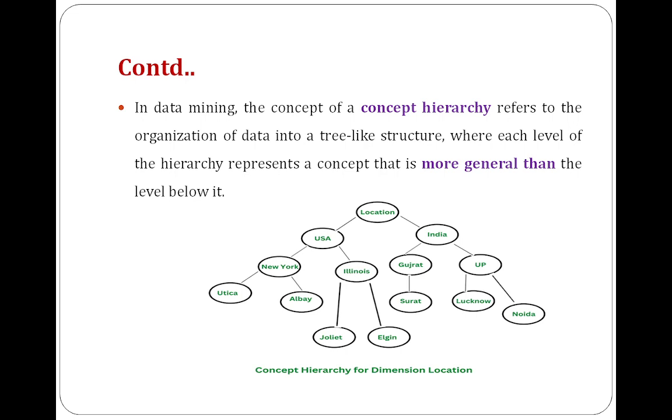That is the USA or it may be India, and the USA may again be split into New York or Illinois, and New York is again split into Utica and Albany. This is the actual diagram I have taken from the textbook. This is for your reference, and this is the actual conceptual hierarchy. From this we can easily identify how the data are structured in this database. It follows a tree structure at each level in the hierarchy. Here location is the first level, USA and India are the second level, and New York, Illinois, Gujarat, UP are the third level. Likewise, level by level, the data splitting process is carried out.